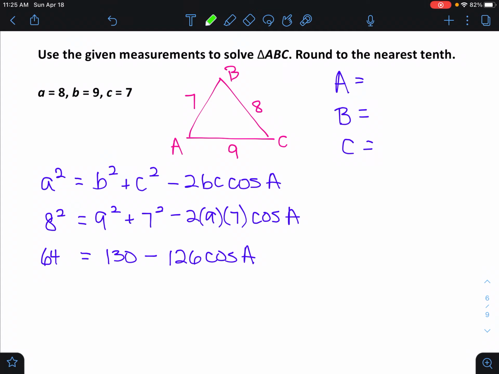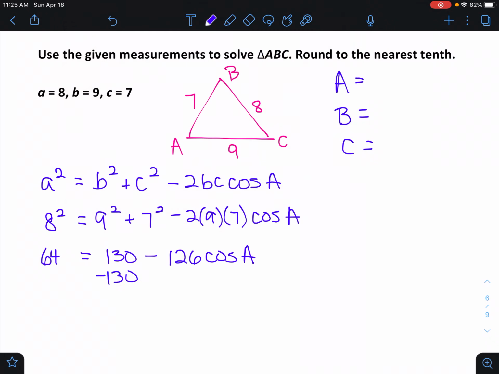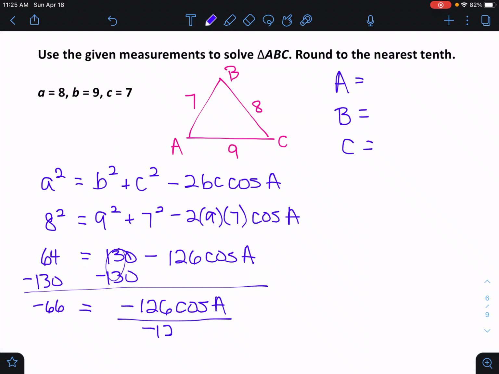I cannot subtract 130 and 126, okay? What I have to do first is subtract 130 from both sides to solve for A. So if I go 64 minus 130, I'm going to get negative 66. These cancel. And now I have, don't forget that negative there, negative 126 times the cosine of A. Now I need to get that cosine of A by itself, so I need to divide by negative 126 on both sides.